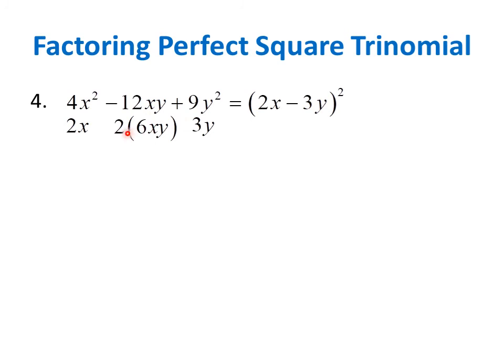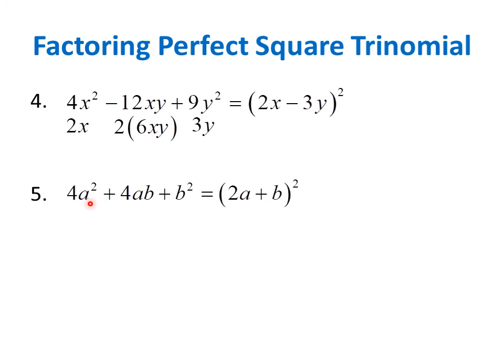To factor, let's use the square roots of the first and third terms. So we write 2x and 3y. Then, since the second term is negative, we use minus here, and then we raise the binomial to the exponent 2.